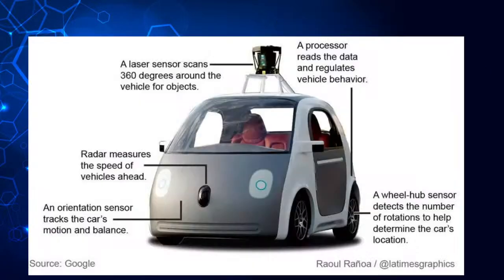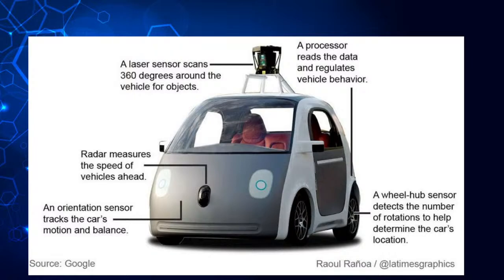Then when we look into the sensors, on top you can see a laser sensor that scans 360 degrees around the vehicle for objects. That is a LiDAR sensor that uses laser for detecting any objects around the vehicle in 360 degrees. And then radar measures the speed of the vehicle ahead. So it is used for ranging the vehicle in front of the car and also for detecting the speed.